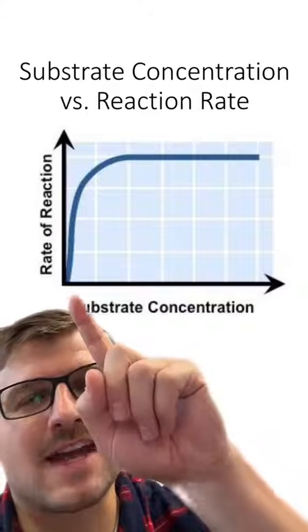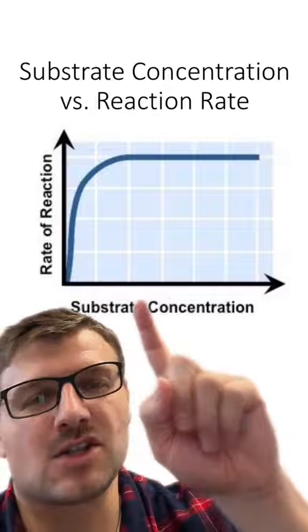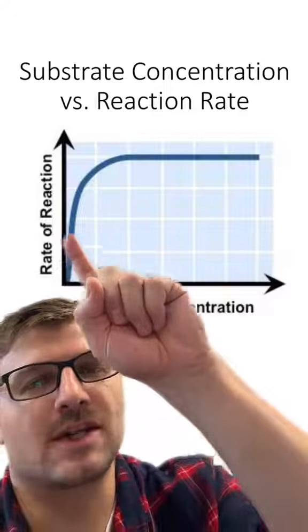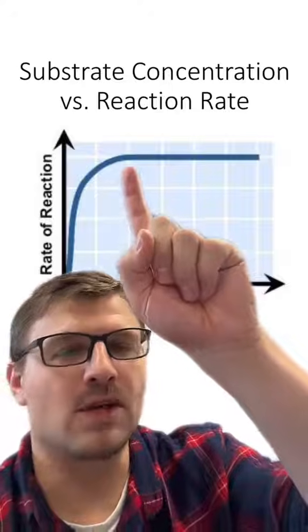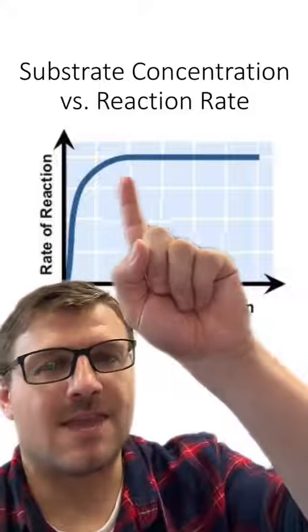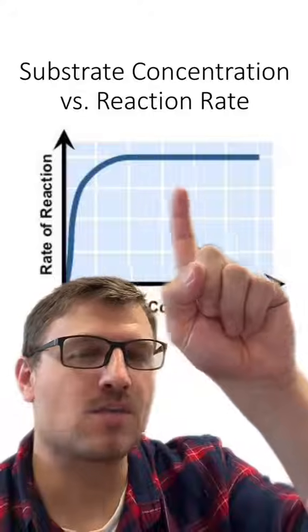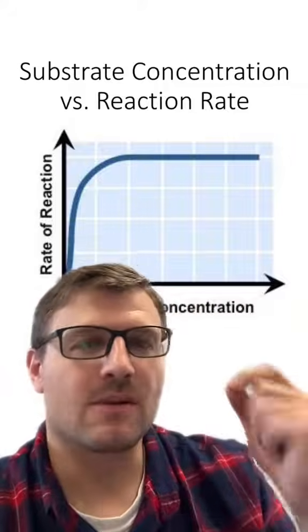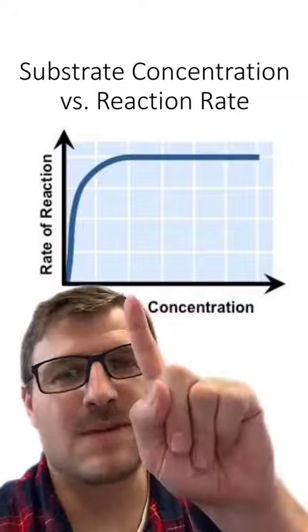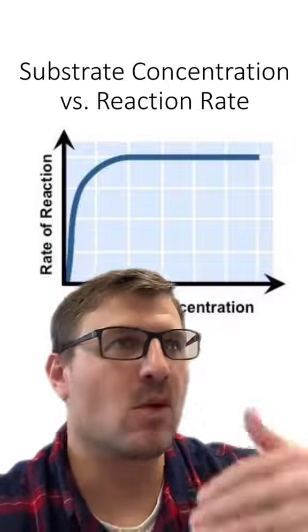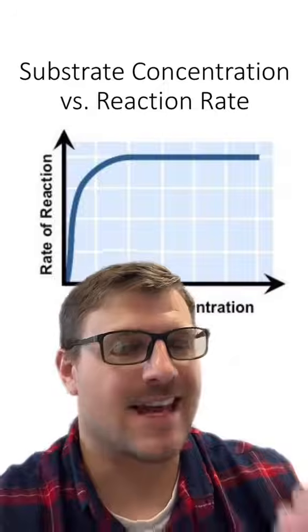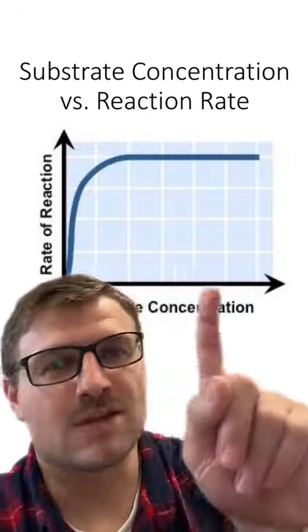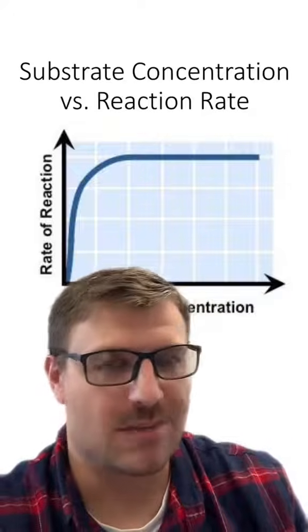What we see in the graph is as we increase substrate concentration, we are also going to increase the reaction rate of the enzyme. However, this will top off at a point called the point of saturation. At this point, it doesn't matter how much more substrate we add in, the reaction rate will be the same. This is because at this point, the enzyme will always have substrate in its active site and will be reacting as fast as it can. So adding more substrate won't increase the reaction rate anymore.